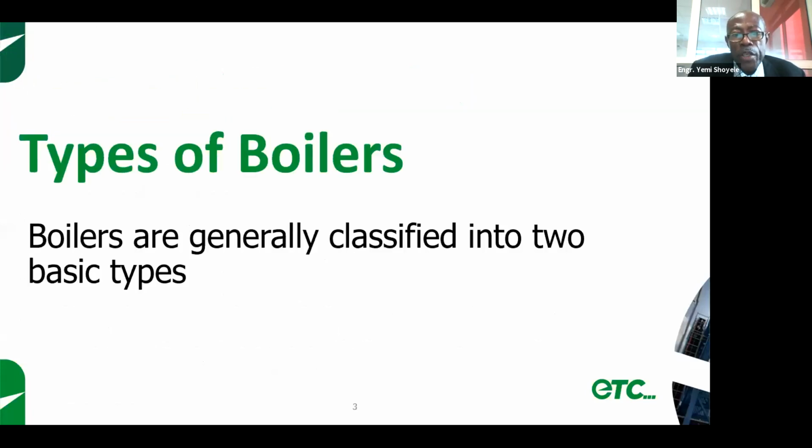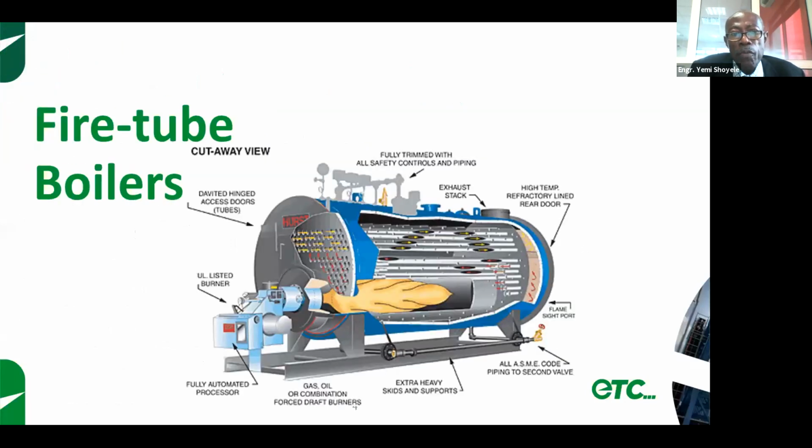Now, boilers will generally classify into two basic types. And what are they? The first one is a fire tube boiler, which most of us, especially in the manufacturing industries, are very conversant with. Now, the fire tube boilers, as you all know, is a shell and tube type of boiler with fire or smoke in the tubes and water in the shell.